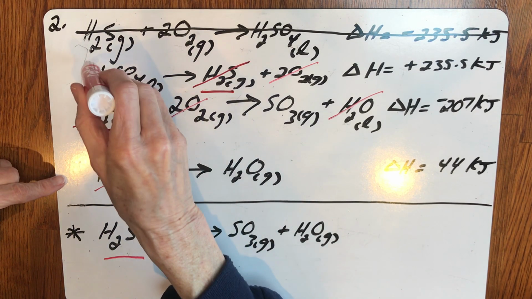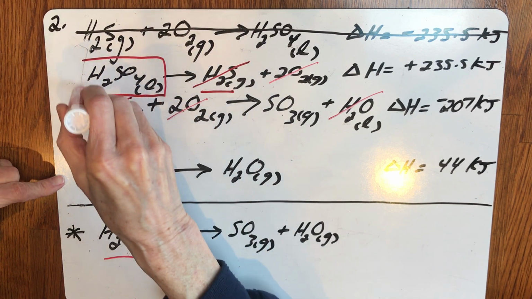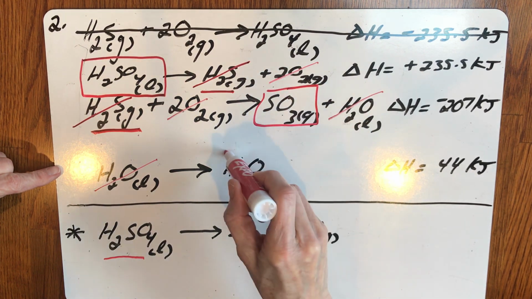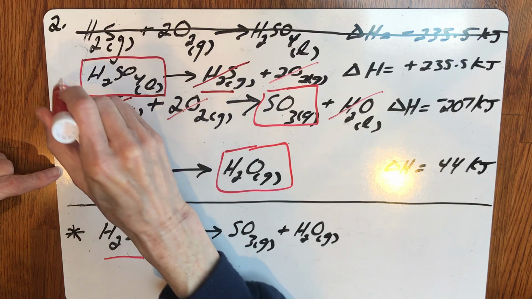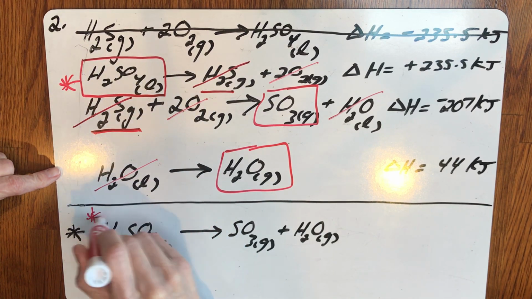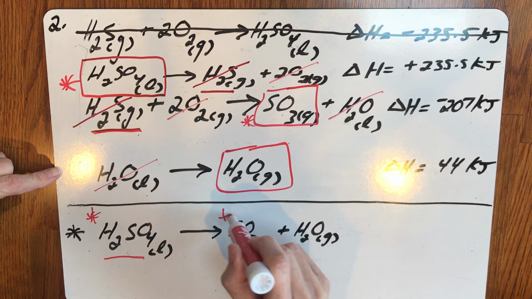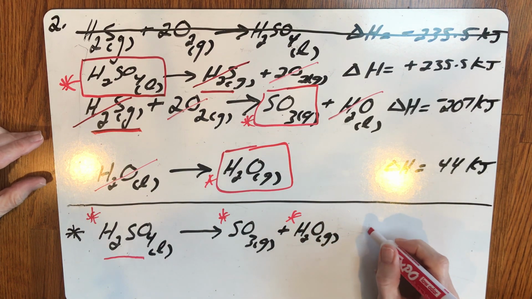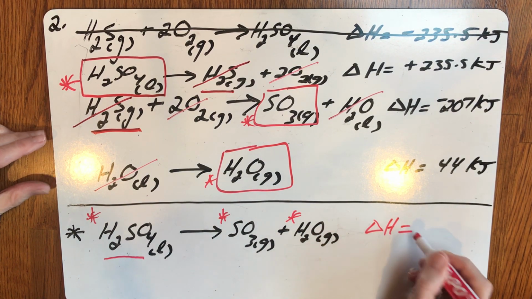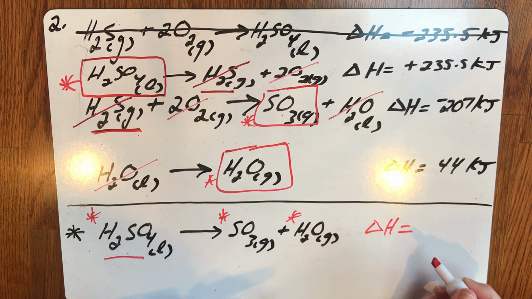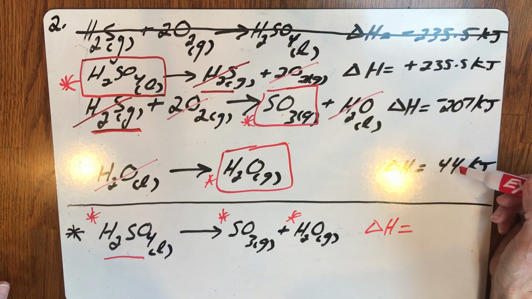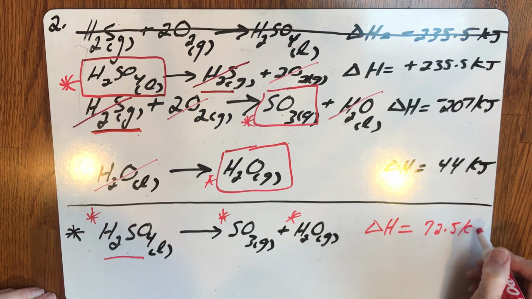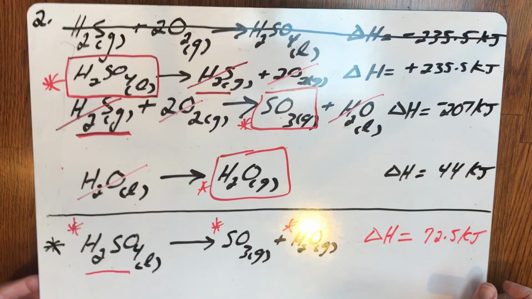So now, having done that, I'm going to go back and highlight the things that I did not cancel out. So H2SO4, SO3 gas, and H2O gas. So if I bring those components down, those components are my final equation. So I've completed this one, and so now I know that the delta H for the summed up equation is this, plus this, and the value that I get when I do that is 72.5 kilojoules. All right, very good. That's number 2.